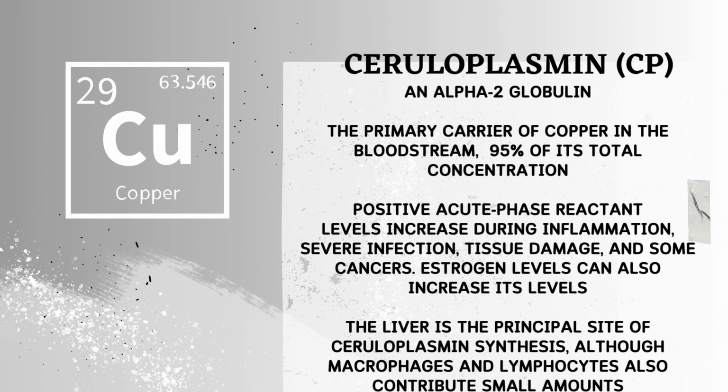Positive acute phase reactant: like AAG, ceruloplasmin levels increase during inflammation, severe infection, tissue damage, and some cancers. Estrogen levels can also influence ceruloplasmin levels, causing them to rise.